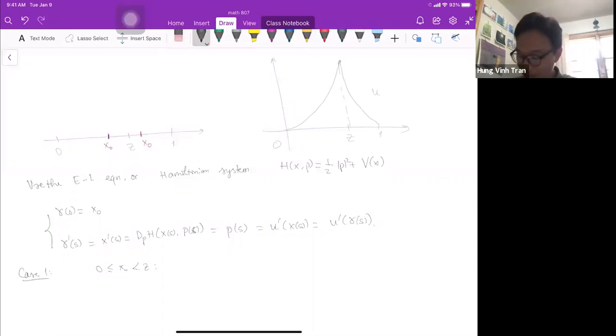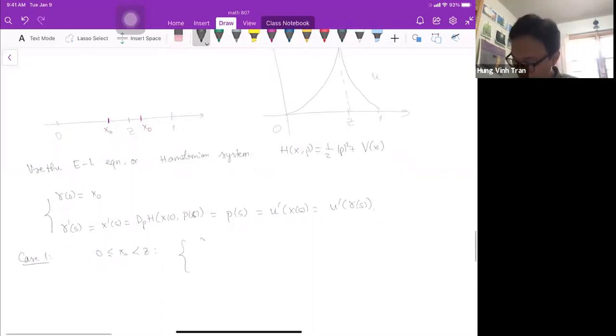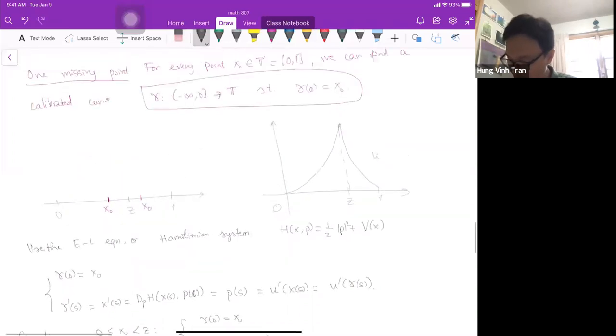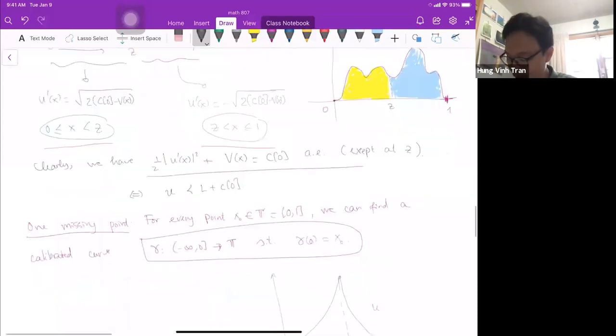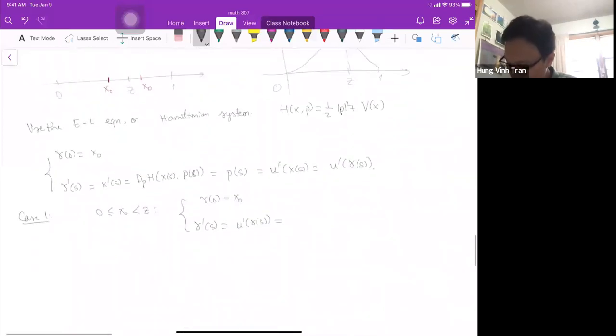Okay, you just write out your calibrated curve. You have gamma 0 equals x naught, and for s less than 0, gamma prime of s equals u prime of gamma s, which is equal to... I have the formula, right? So u prime is positive here, okay? You see? So it's exactly root of 2 c naught minus v of gamma s for s less than 0. Okay, so you see that the whole thing fits together.